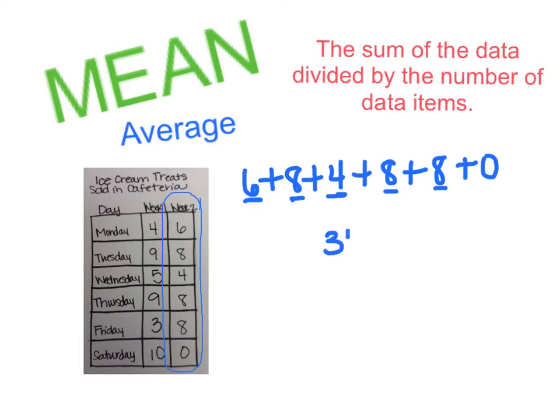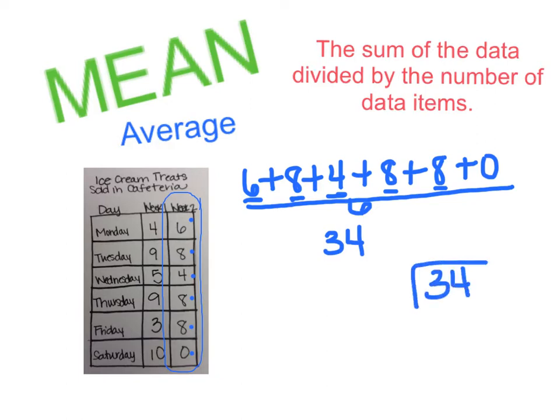So I'm going to take my sum, which is 34, and then you divide that by the total number of data items. And there are 1, 2, 3, 4, 5, 6 numbers that you use. So you're going to take 34 and divide that by 6, and you want a decimal. So no more using remainders. We're done with remainders. You always use a decimal from now on.